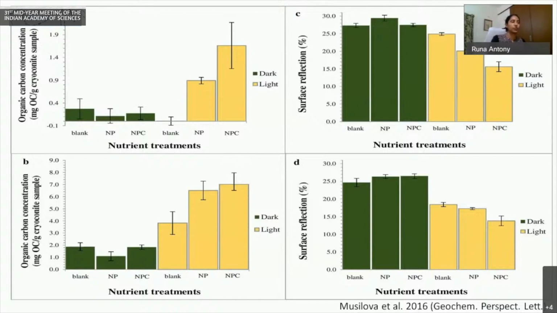This cryoconite was exposed to simulated Greenlandic summer conditions in terms of temperature, lighting, and nutrient availability. This mixture basically simulated the early stages of cryoconite hole development, where the debris is mostly inorganic and can later on get colonized by local microbial communities. Samples were kept under light, shown in yellow, and in dark conditions, shown in green. And amendments of nitrogen, phosphorus, and carbon were carried out, that is NPC, at ice meltwater concentrations.